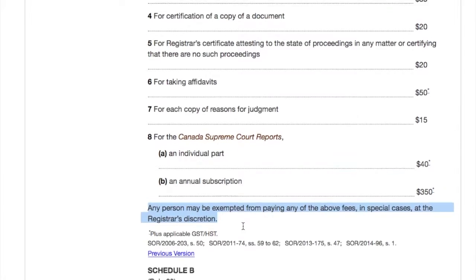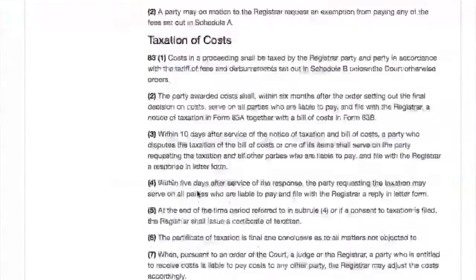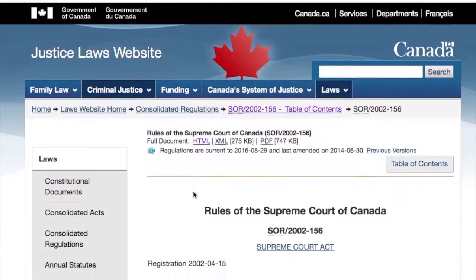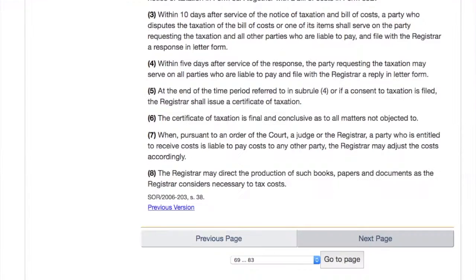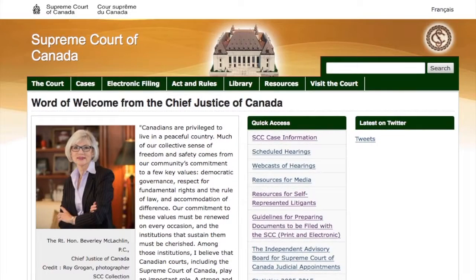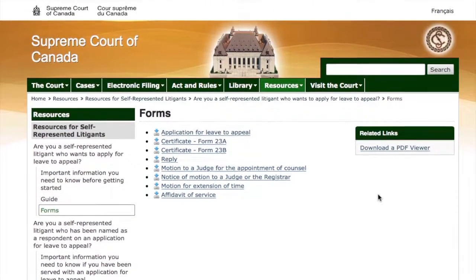And what makes up a special case? Probably showing that the application is with merit to some degree. And then, whether or not the registrar will assess that is another story. Showing that there's financial need and that you're impecunious or without funds.